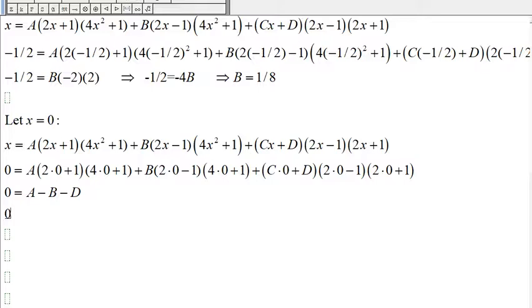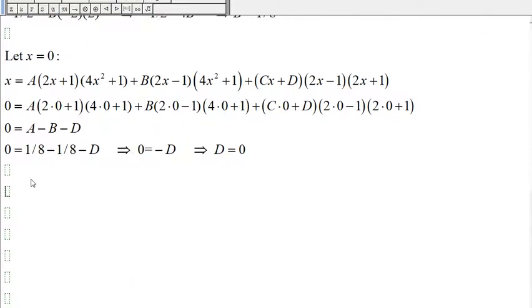But earlier we know that A is 1/8, and B is also 1/8, and then minus d. And so we get 0, and then on the right side, we just get negative d. And so d is equal to 0. So now that we got A, B, and D, the only thing we need to figure out is C.